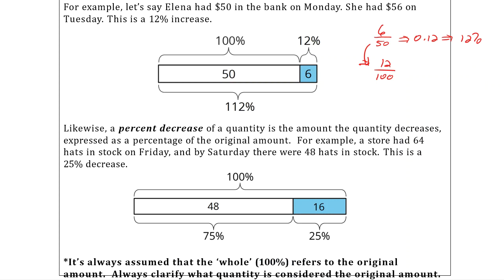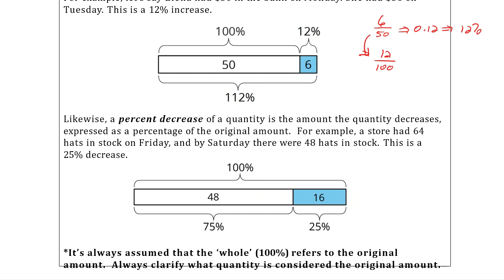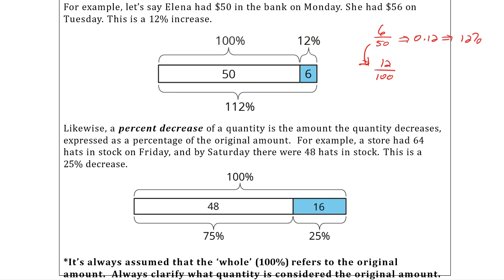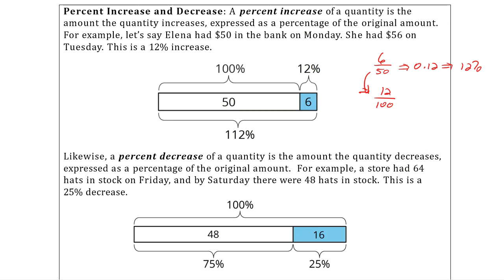Okay, and then we have our percent decrease example. This looks to be the same example as we had here with the hats. Okay, so it's always assumed that the whole, the 100%, refers to the original amount. That's a super, super important thing to think about. In the first case, with Elena and her bank, the original amount she had in the bank was 50. That's the whole. With the hats, the original amount was the 64. And then it got smaller.